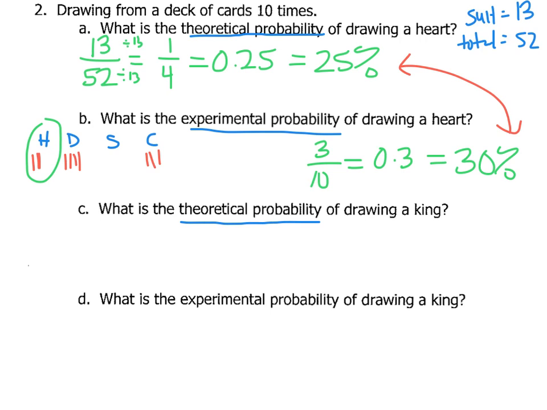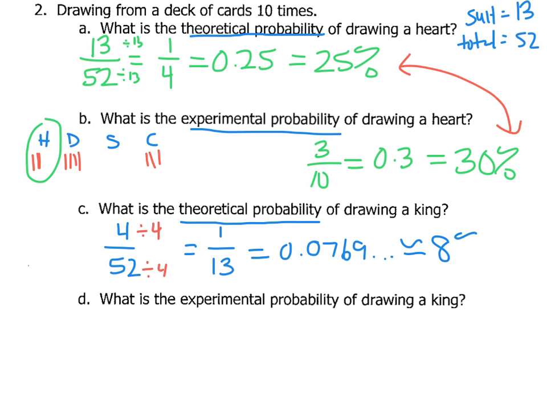Well, in a deck of cards, there are 4 of every number. 4 kings, 4 queens, 4 4s, 4 8s, 4 10s, 4 of everything. So theoretical probability of getting a king would be 4 out of the total number of cards, which is 52. To simplify, I can divide these both by 4. And when I do that, I get 1 out of 13. So the theoretical probability of getting a king is 1 out of 13, which is 0.0769, etc., which is the same as about 8%. So I think I should get a king about 8% of the time.